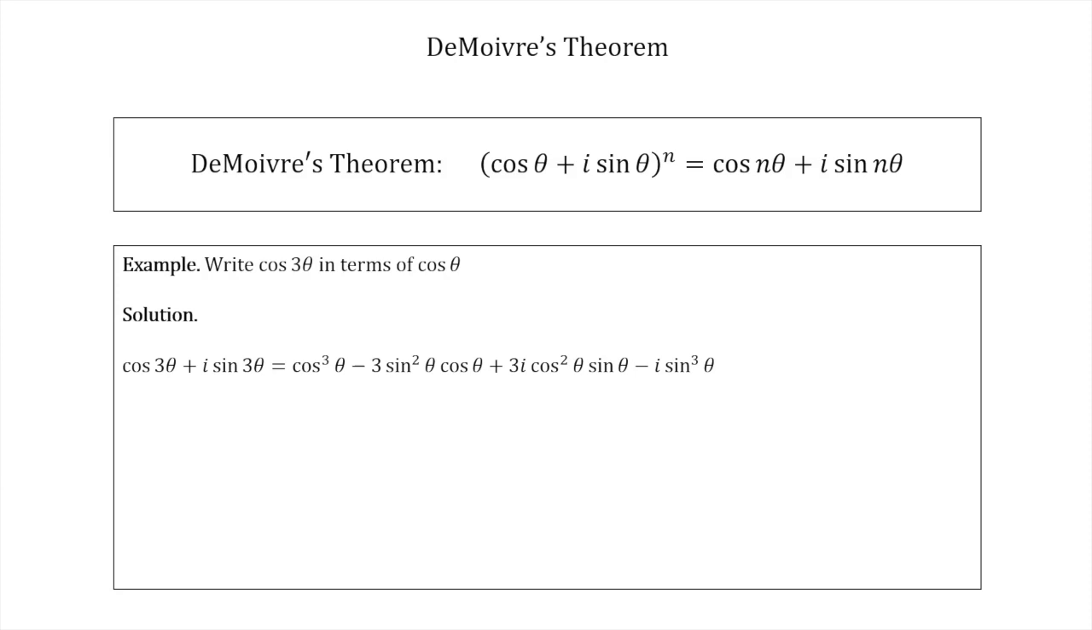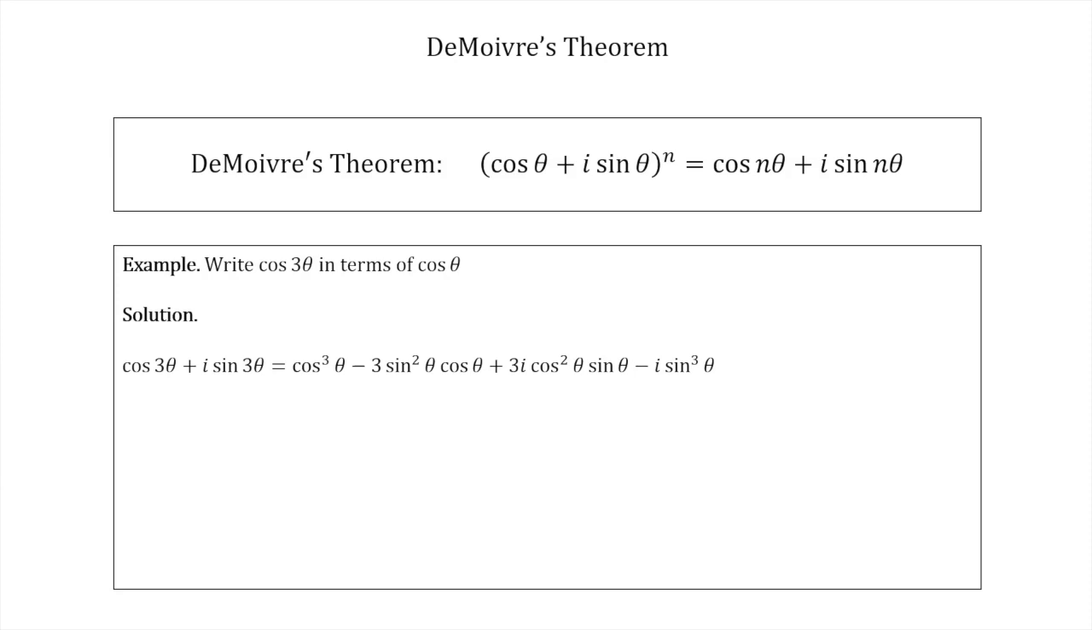Now I'm going to go into a new page. I'll just put at the top here what we just stated. So we had that cos 3 theta plus i sine 3 theta, that's what we started with, equaled eventually cos cubed theta minus 3 sine squared theta cos theta plus 3i cos squared theta sine theta minus i sine cubed theta. So that's where we'd gotten to. You can rewind the video and look at the working if you want reminding of how we got there, but that's where we got to.